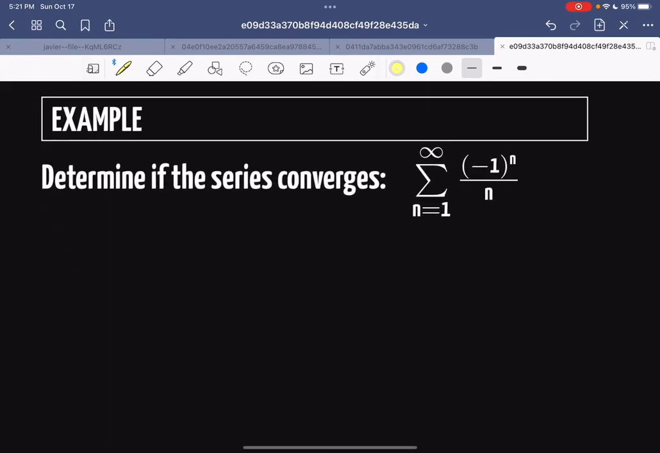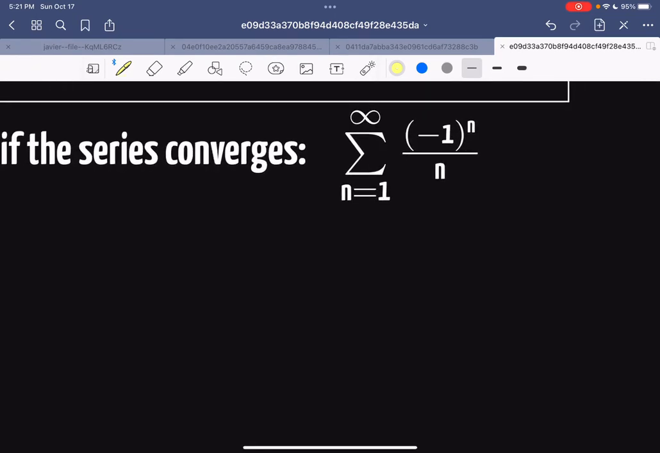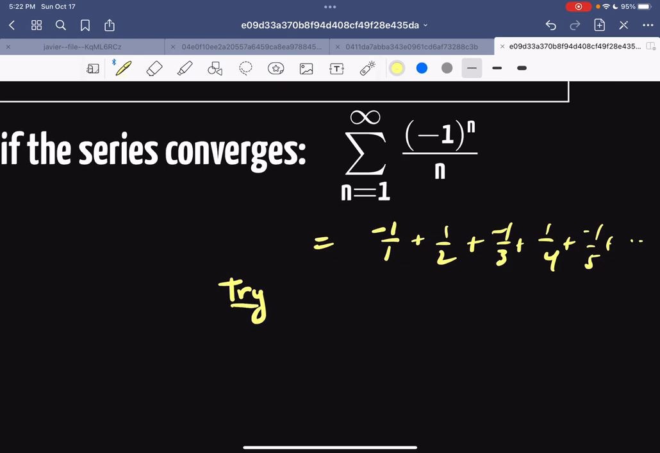How about this one? All right, so let's say you have this one which has alternating signs. You got -1 all over 1, plus 1 over 2, plus -1 over 3, plus 1 over 4, plus -1 over 5, blah, blah, blah. Suppose you think to yourself, you know what, that's a bit annoying. Let me try the absolute value version of that, -1 to the n over n. If we try the absolute value version of that, that gives us just 1 over n, which diverges.